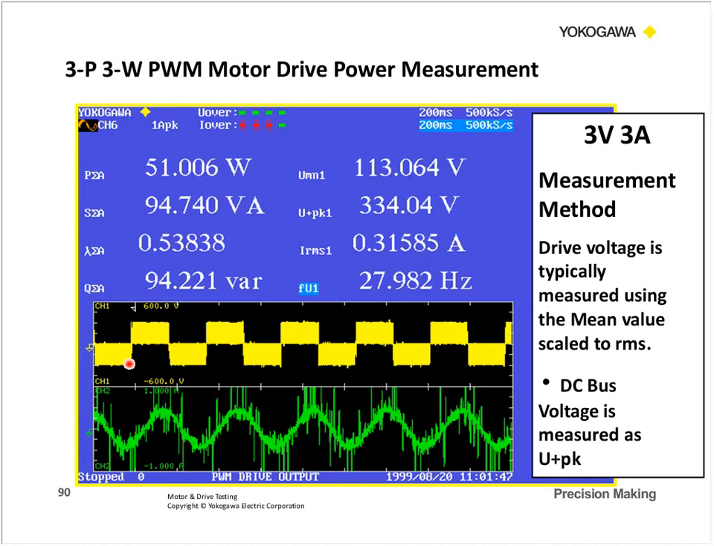So here's our PWM voltage and our current with all the switching noise on it. We had total power at 51 watts and power factor of 0.5. Here's our mean voltage, U mean, scaled to RMS at 113. This is our peak measurement on the voltage, so we've got some high peaks in there. The RMS current and our drive frequency is running pretty slow at 27-28 hertz. So we can use this mean value or the harmonic fundamental one to measure your fundamental.